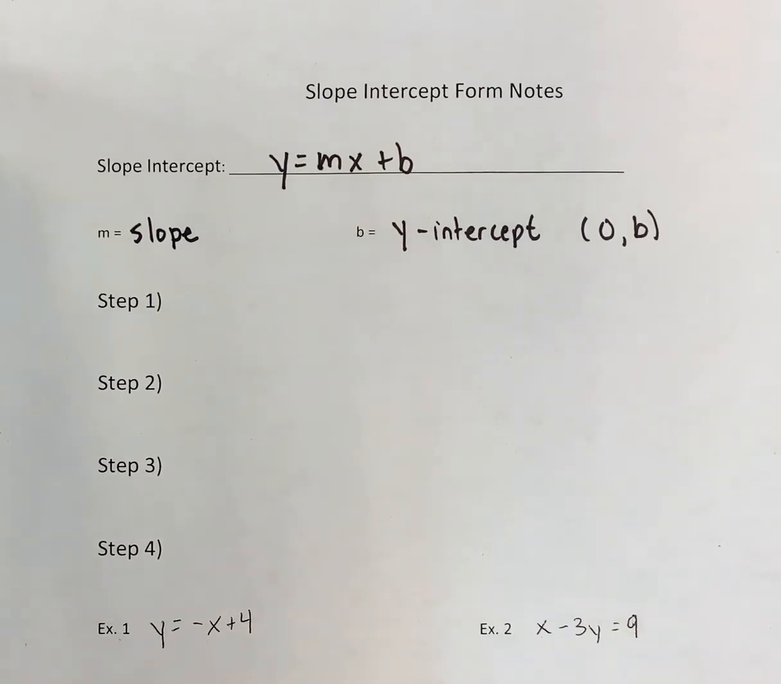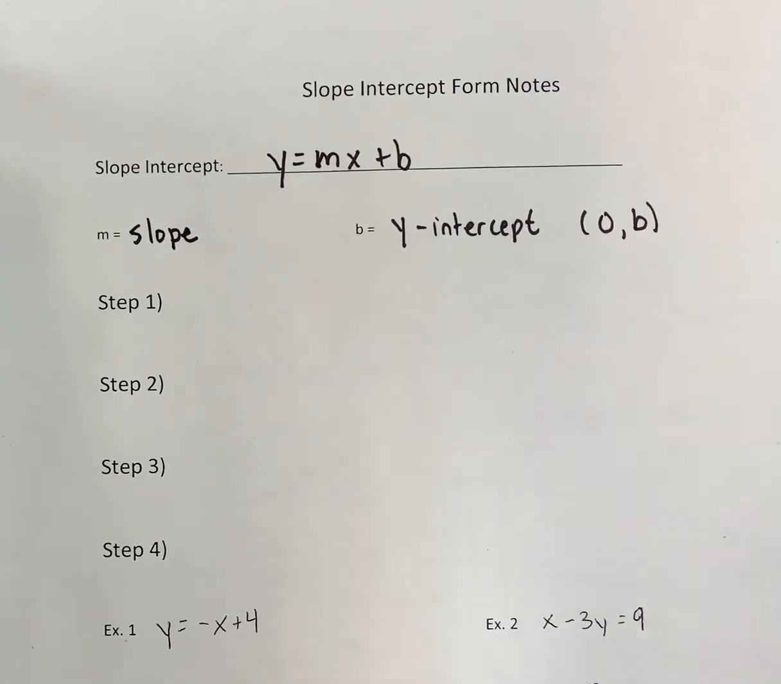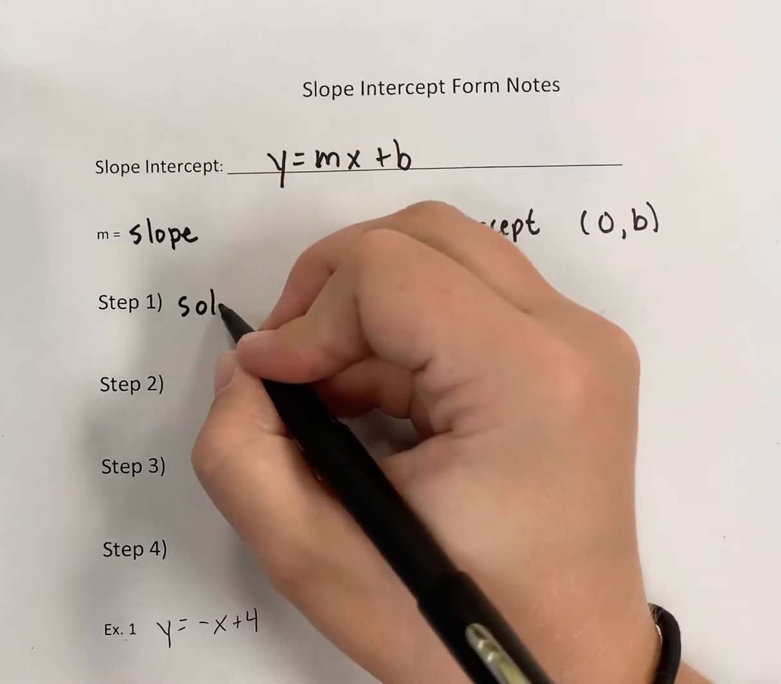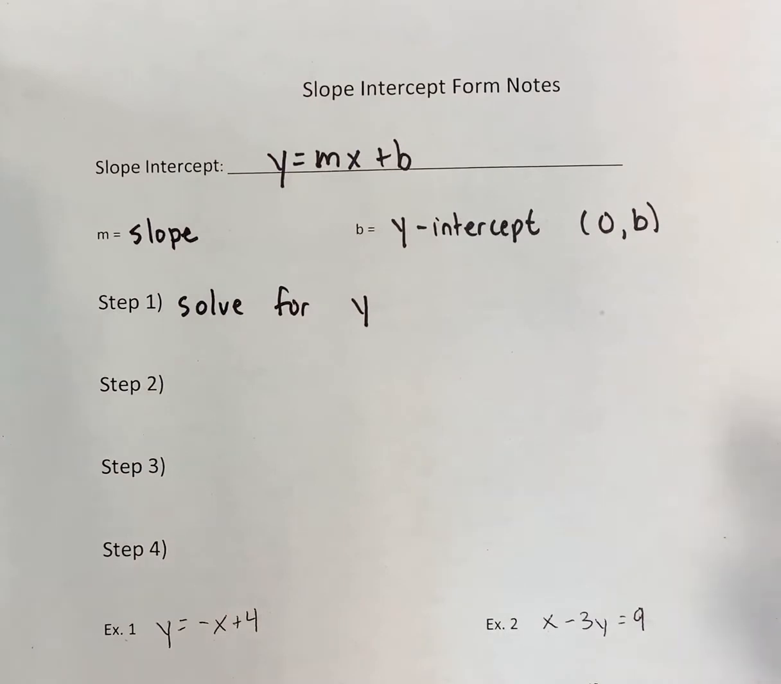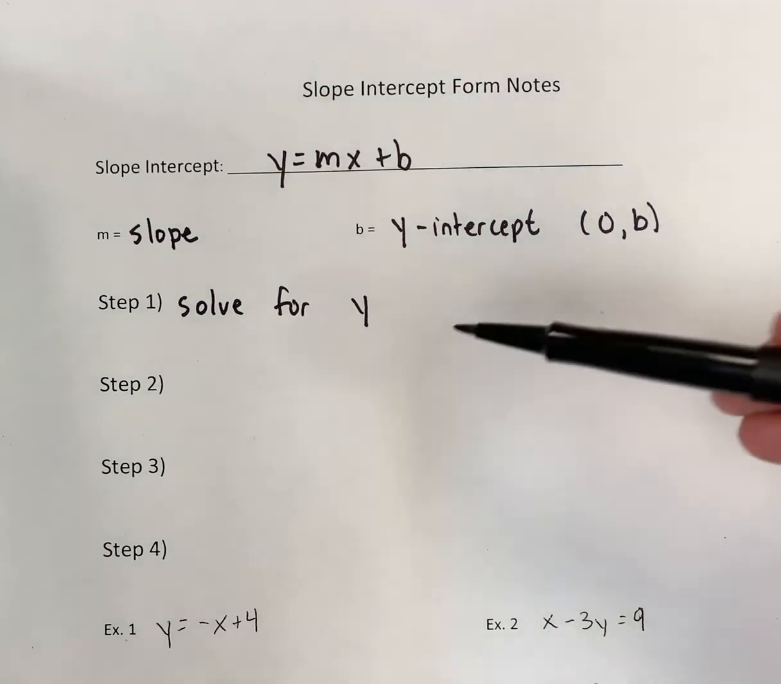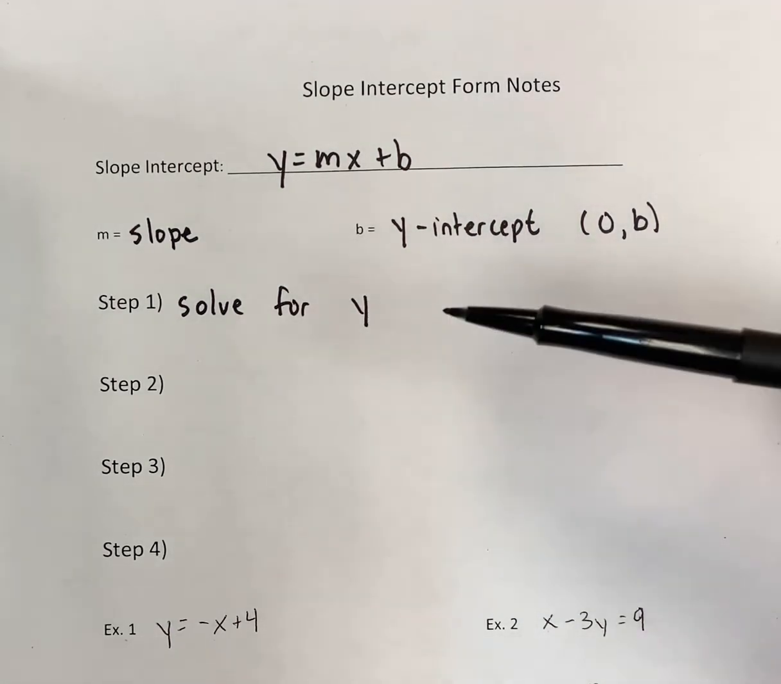When graphing in slope-intercept form, there's 4 main steps that you want to do. You might not always write down all these steps. You might not have to do every single step, but you should basically be going through these 4 steps in your head when graphing in slope-intercept form. So the first step is you have to solve for y. Now, a lot of the times, y will already be solved for. So if y is already alone, you don't have to worry about step 1. That's only important if y is not alone.